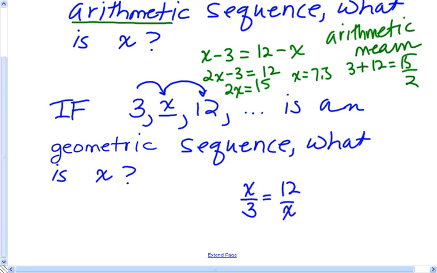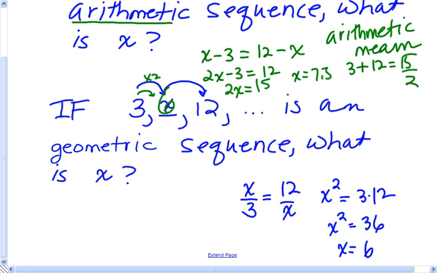And so what I get is this. x squared is equal to 3 times 12, using the cross products property. And x squared is equal to 36. So x is equal to, I know it's a positive number, so I don't care that there's a negative possibility here. We want the positive square root of 36, which is 6. So if this is a geometric sequence, then x is equal to 6. I can see that I'm multiplying by 2: 3 times 2 is 6, 6 times 2 is 12, and so on.